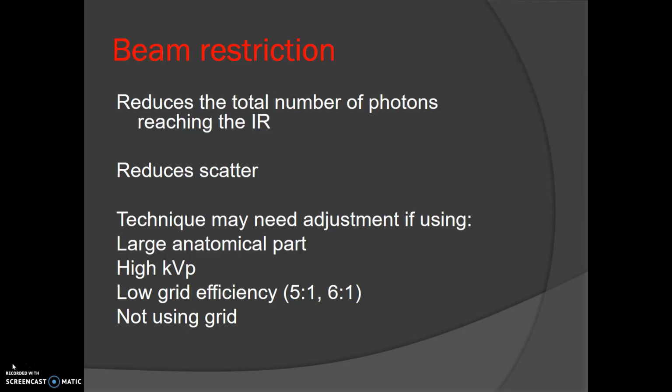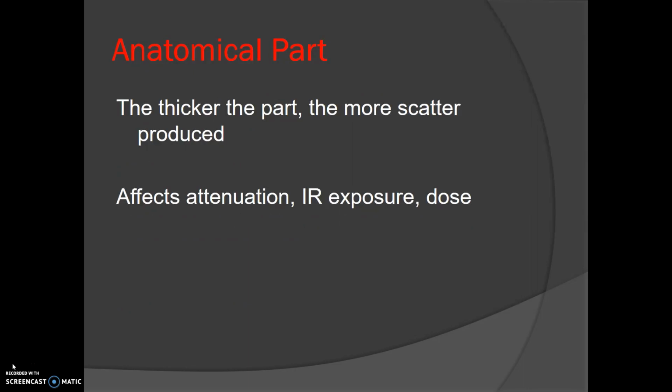Technique may need to be adjusted if you're using a large anatomical part, high KVP, a low grid ratio, or not using a grid. The thicker the part, the more scatter is produced. So part thickness affects attenuation, image receptor exposure, and patient dose.